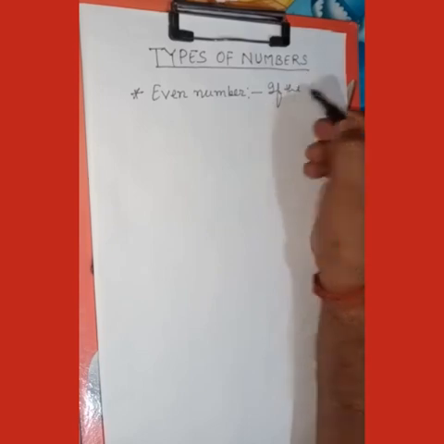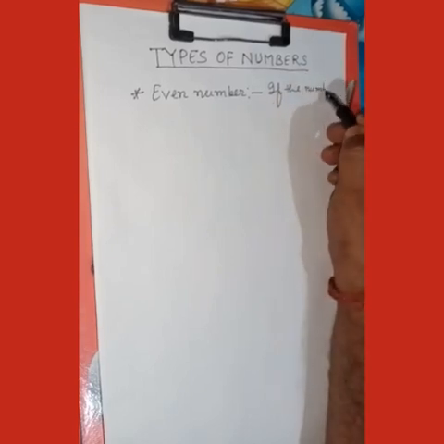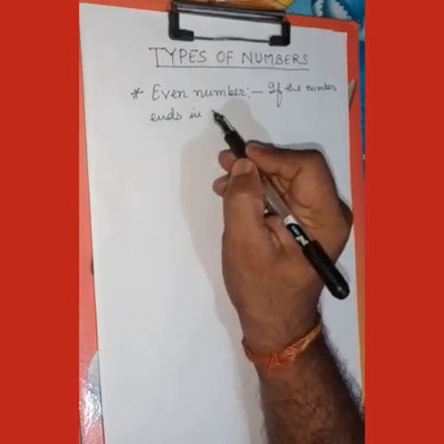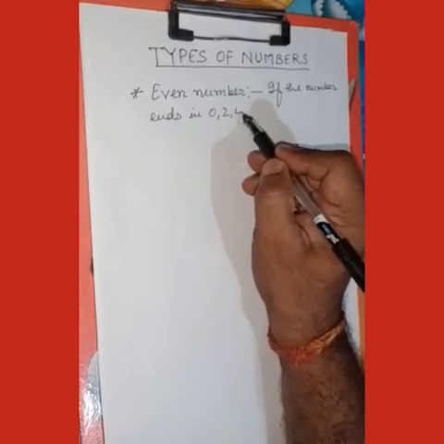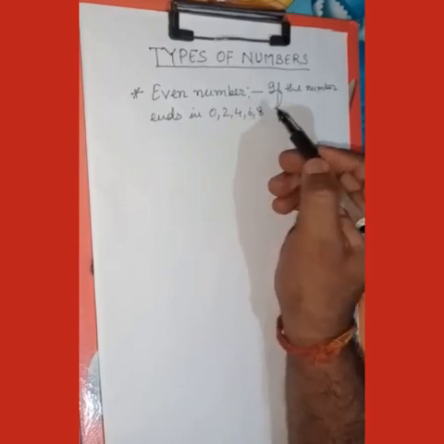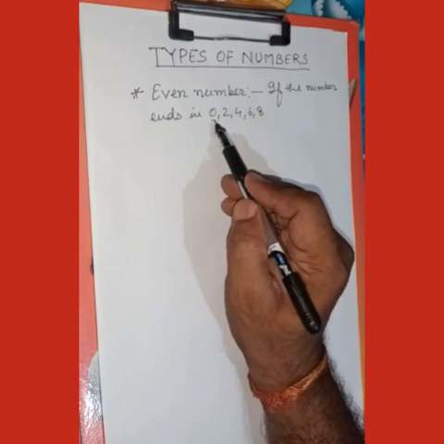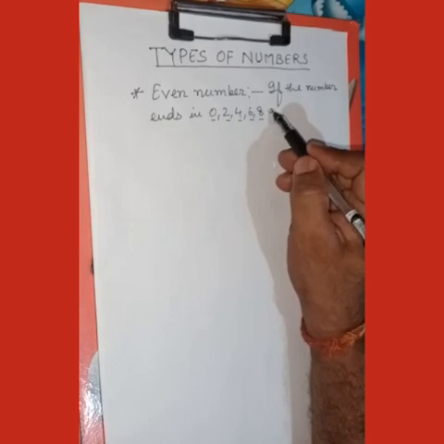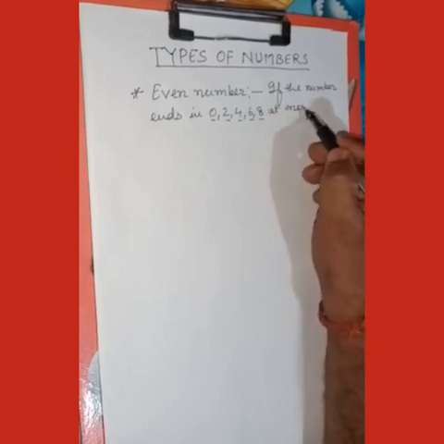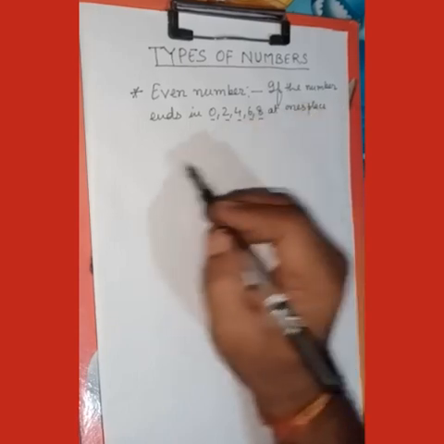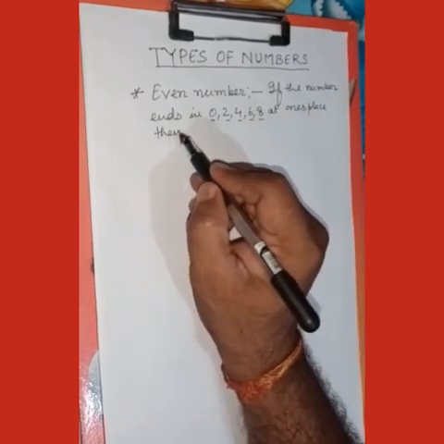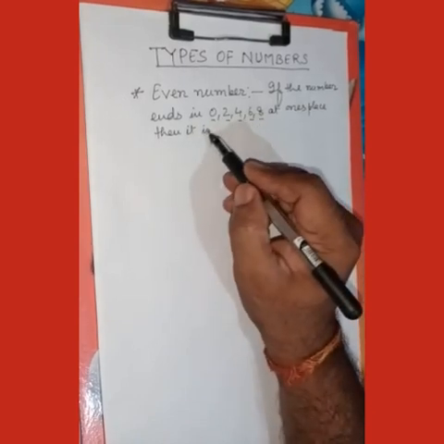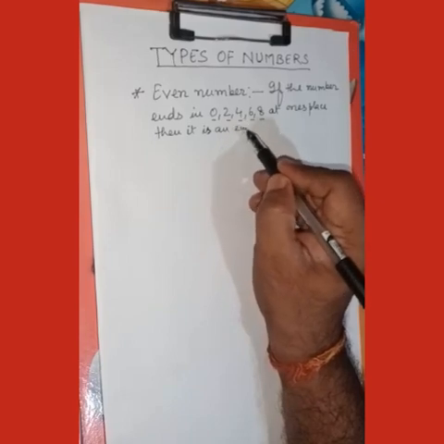If the number ends in 0, 2, 4, 6, 8. Okay, if the number ends in 0, 2, 4, 6, 8 at one's place, then it is an even number.